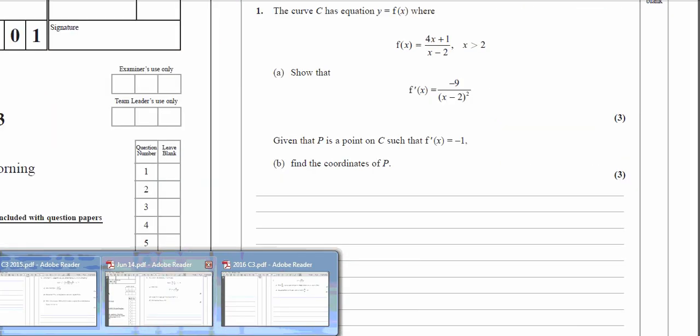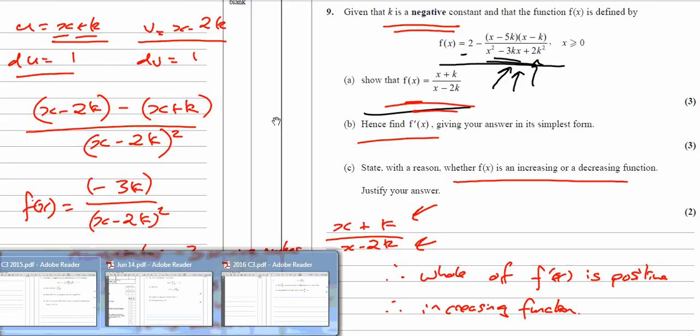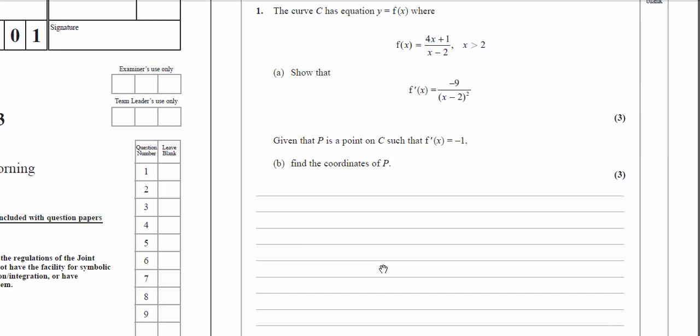Next thing you've got to have a look at is this one here. We've got to show that f dash of x, so we've got to do this bit over here. Let's try it again. 2014, here we go. So f dash of x, we've got to find the gradient function, and again it's a function being divided by a function, and when you've got that, it's going to be the quotient rule. So we're going to say that u equals 4x plus 1. We're going to say that v equals x minus 2. So du equals 4, and dv equals 1.